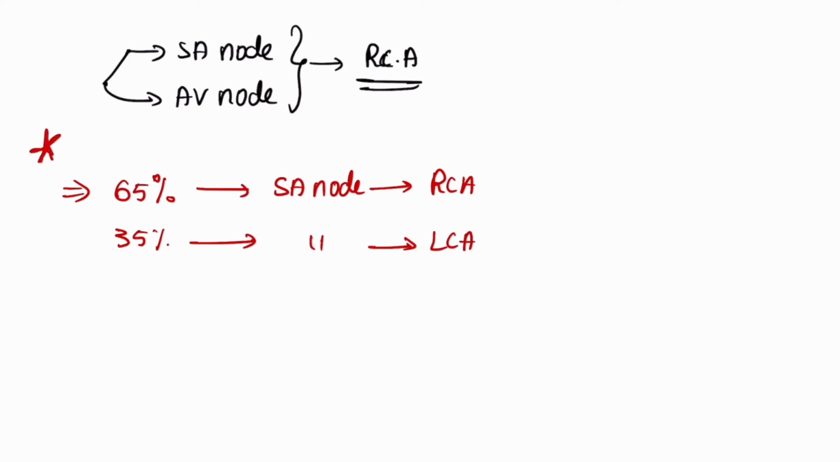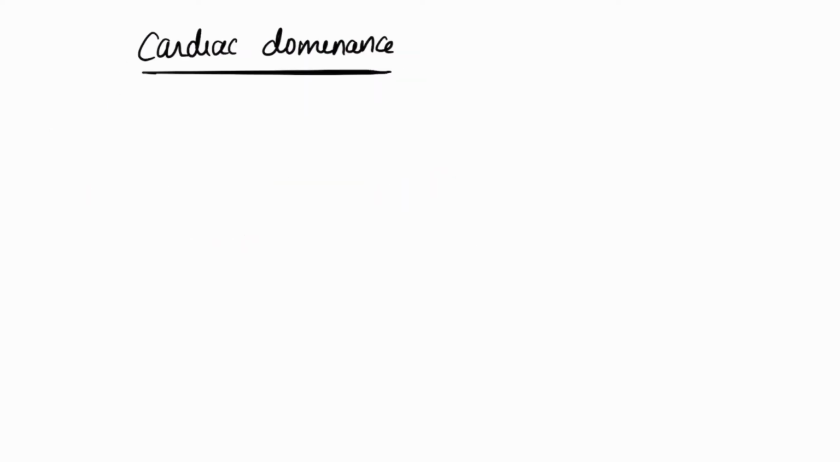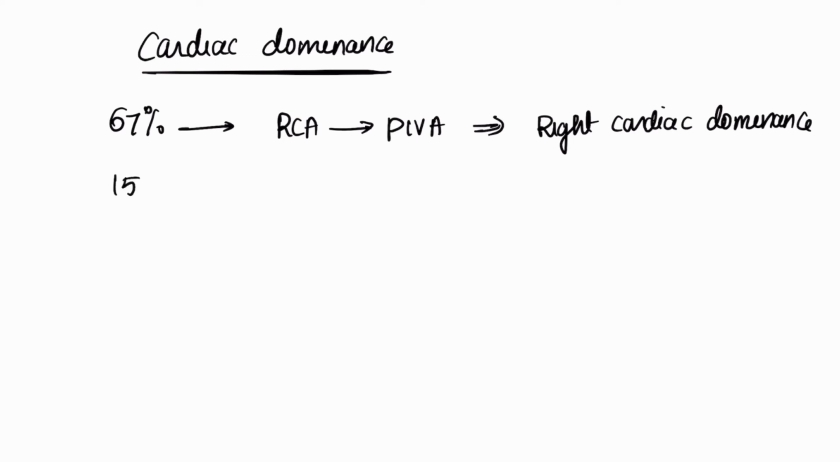We also discuss cardiac dominance. In most people, that means in 67% of people, the right coronary artery gives rise to the posterior interventricular artery. In this case, this is known as right cardiac dominance. And in 15% of people, the left coronary artery gives rise to the posterior interventricular artery. This is known as left cardiac dominance.